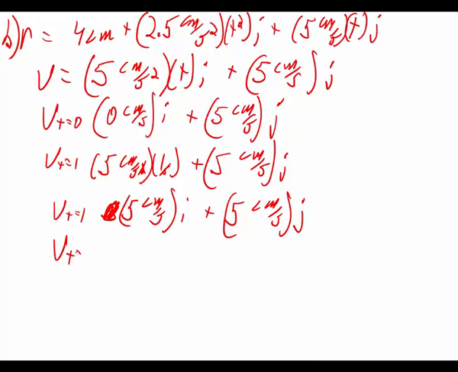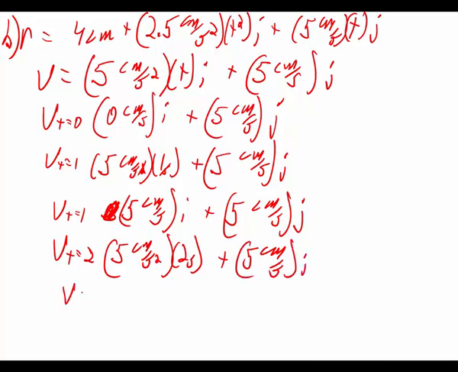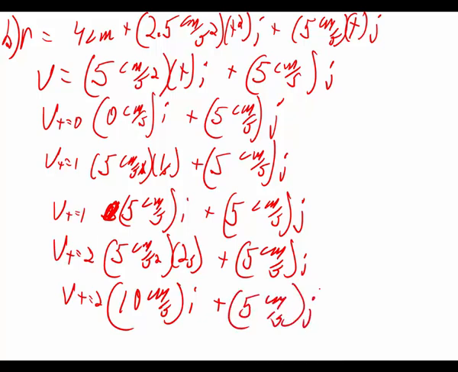So V at t, we got to do what? Squared times 2 seconds plus, and we know that's not going to change. And so V at t equals 2 seconds becomes 10. So let's do this now. So that's going to be 10 centimeters per second I plus 5 centimeters per second J. Okay, then we got to do what? It says find the magnitude and direction, right?